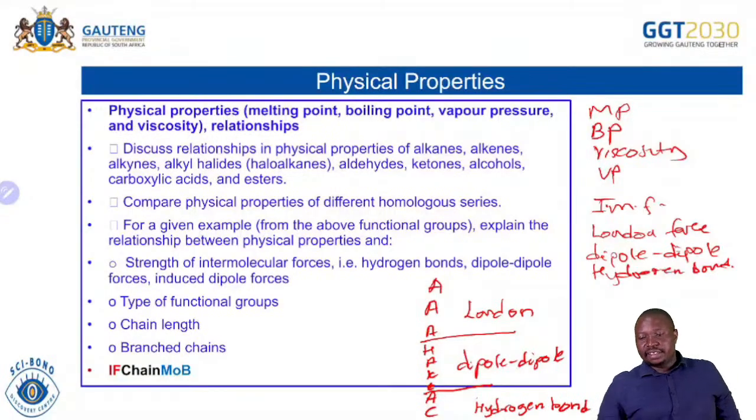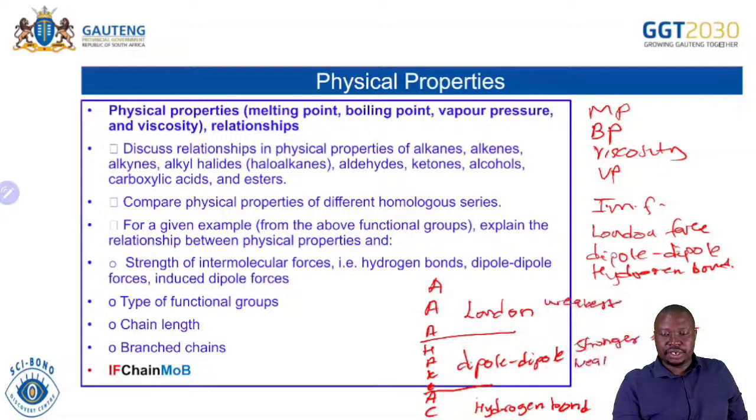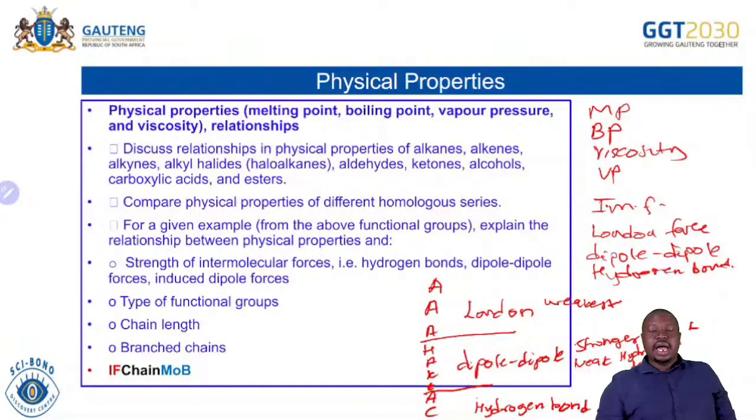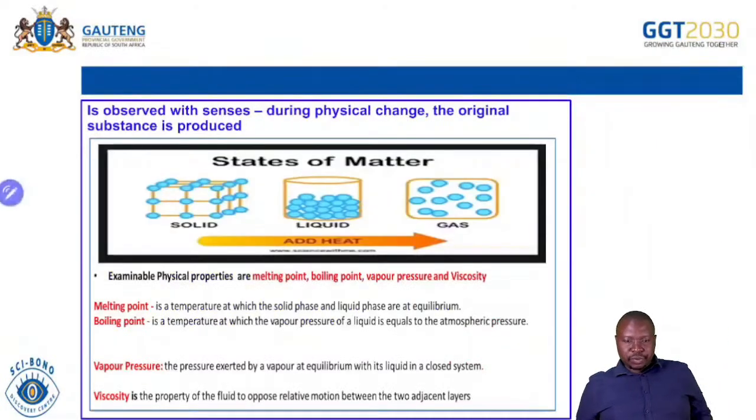In terms of strength, London is the weakest intermolecular force, followed by dipole, which is stronger. Dipole is stronger than London force but weaker than hydrogen bond. Don't write H bond, write hydrogen bond in full. Hydrogen bonds are the strongest intermolecular forces. So we're going to look at questions where we'll use that.